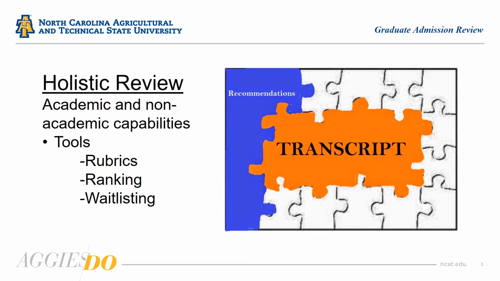Tools important for enhancing efficiency and reducing bias in admission review include the use of rubrics, rankings, and a waitlist. Each of these tools utilizes data more effectively to review files and inform decisions. Each of these tools also reduces bias and increases the quality of the applicant pool.